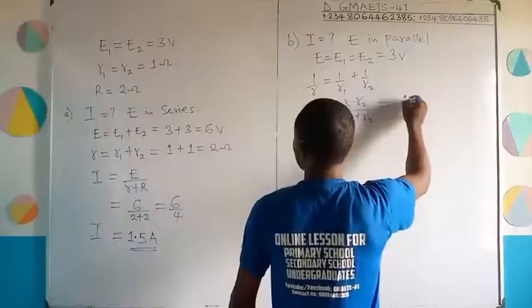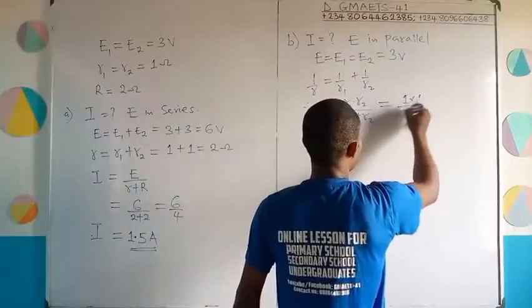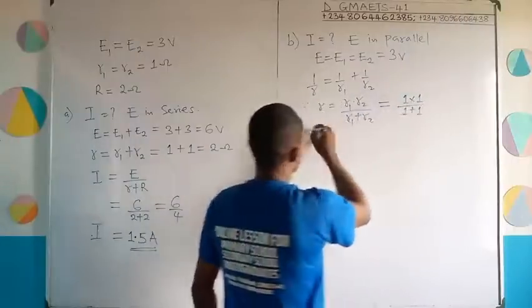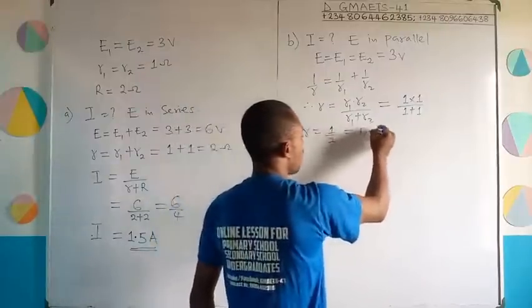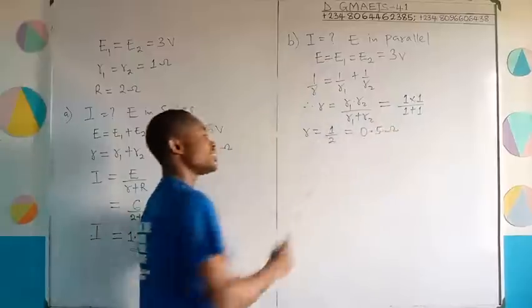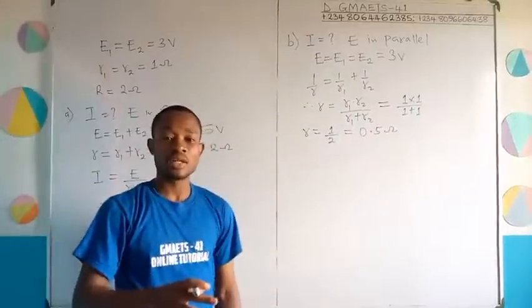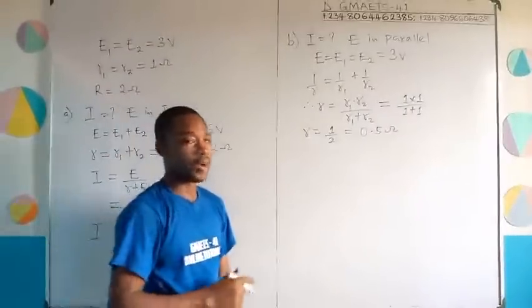So this is going to give us 1 times 1 over 1 plus 1. Conclusively, we're going to have 1 over 2, which will give us 0.5 ohms. So this is the internal resistance of the cell when the cells are connected in parallel.